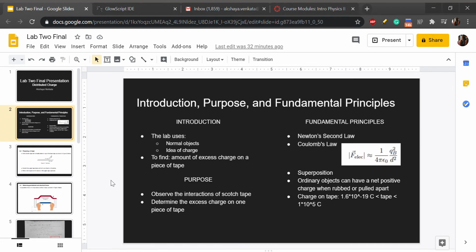So the introduction is going to be very similar to the last lab. We're going to use normal objects and the idea of charge to find the amount of excess charge on a piece of tape, and we're going to do this by observing the interactions of Scotch tape. The fundamental principles involved here are Newton's second law, Coulomb's law, and superposition, and we anticipate the charge to be between 1.6 times 10 to the negative 19th coulombs and 10 to the 5th coulombs.